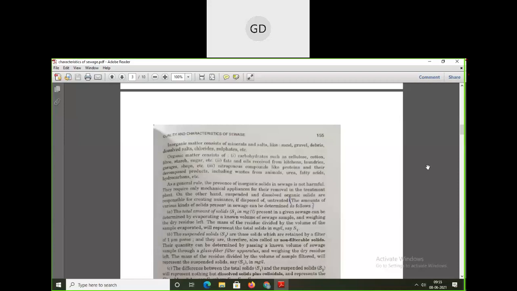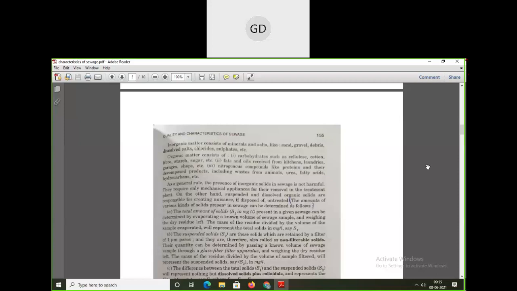Then the last one is settleable solids. Settleable solids are those solids which settle down. If you keep the sewage undisturbed for a period of two or three hours, these settleable solids, which are obviously a part of your solid matter, will settle down. This is your settleable solids.